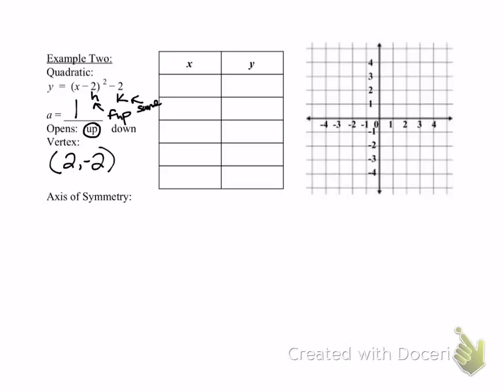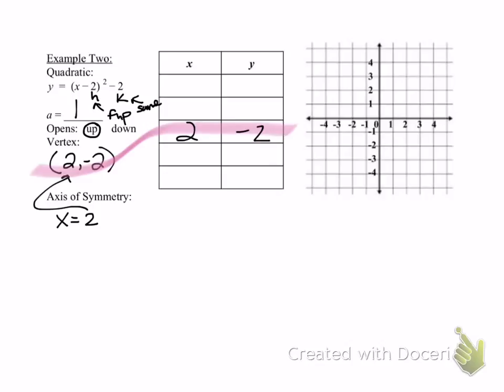So our vertex is (2, -2). And that means our axis of symmetry is x equals 2, because that's the number here. Alright, so the next thing I want to do is start filling out my table. And remember, the first thing that you put is your vertex. So our vertex here is (2, -2).